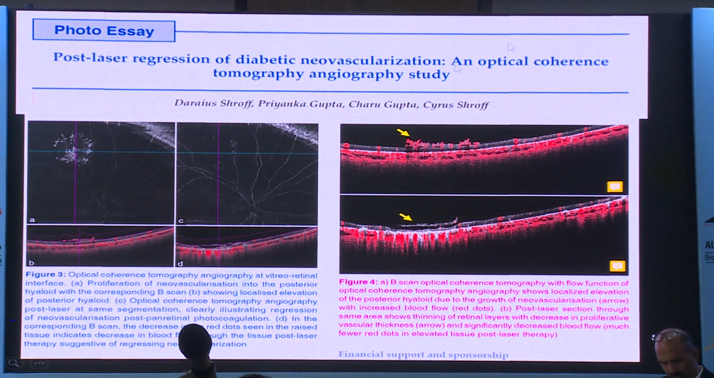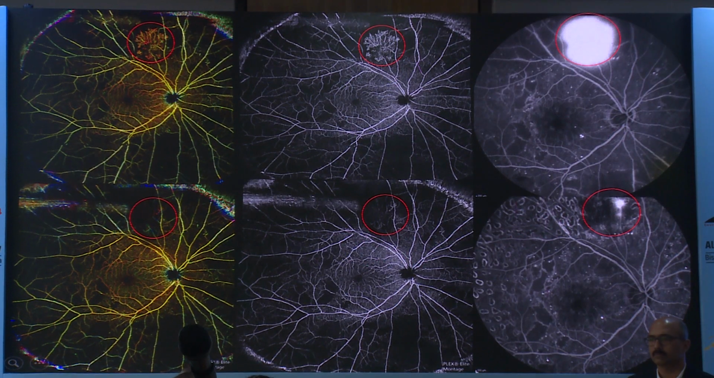This is a study we published in the IJO. So this is the regression of the diabetic vascular. So you can even see the B scan. If you see this upper area, you see the raised vessels and the red dots are showing the flow. Before, you can see how vascular it is, how many hundreds of red dots are within this neovascular tissue above. And post-laser, you can see the red dots have gone. So there's no flow. So the B scan is beautifully correlating with the actual NVE in the periphery in this patient. And you can see the beautiful images.